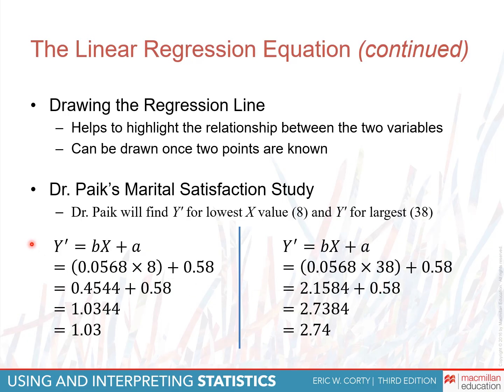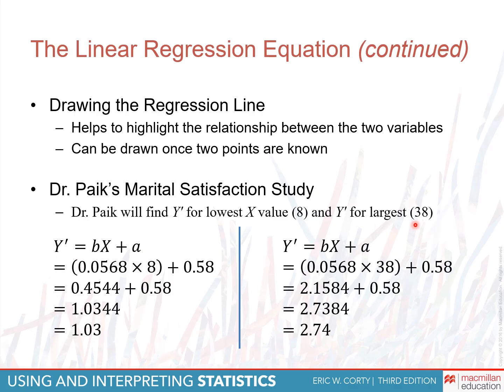So we have our equation y prime equals bx plus a. And so we said that b, again, is our slope, which is roughly about 0.06. It's 0.0568 to be exact. And then we're going to multiply that times the husband's gender role flexibility score, which we said was 8. And then we're going to add our y-intercept, which we know is 0.58. So we're going to solve for that. We're going to get a y prime of 1.03.